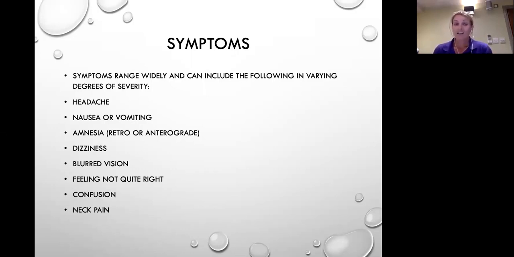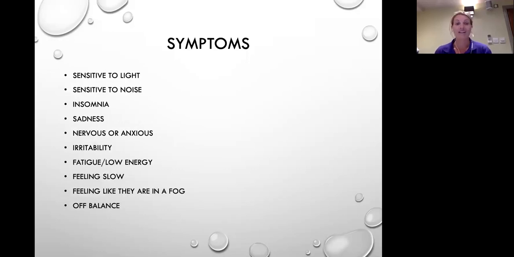Sometimes you get amnesia, not always. Dizziness is a relatively common thing for particularly the children at rugby to talk about, normally within the first minute or so of the incident happening. They can get blurred vision, feeling just not right. Sometimes people say, I can't put my finger on it, but something isn't right. Confusion is obviously a relatively serious thing. And then they can also get neck pain, be sensitive to light, sensitive to noise, sad, anxious.